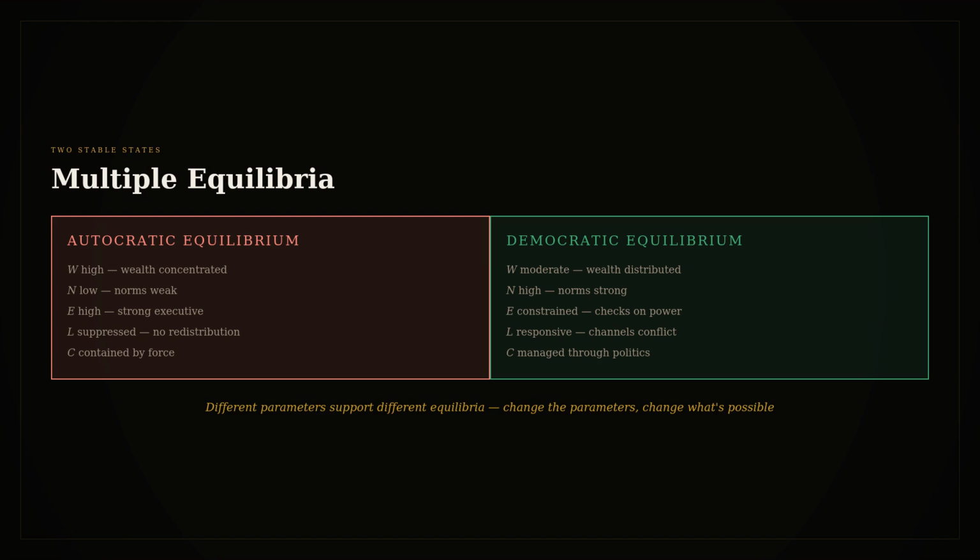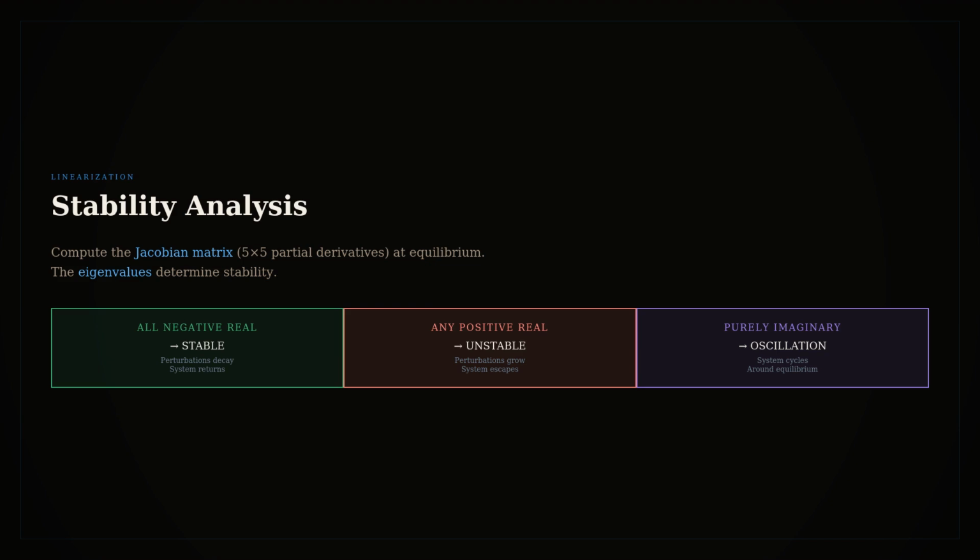The key insight: different parameter values support different equilibria. A society's equilibrium possibilities depend on its underlying characteristics, the alpha, beta, gamma, delta, epsilon, and tau that define it. Change the parameters, and you change which equilibria exist. Finding an equilibrium is just the first step. We need to know if it's stable.